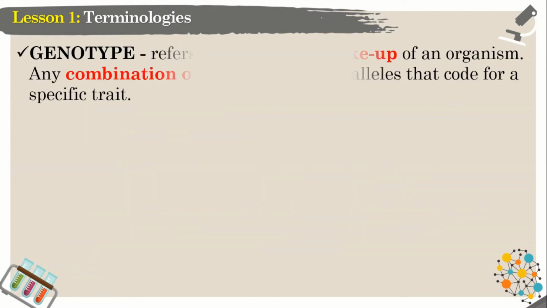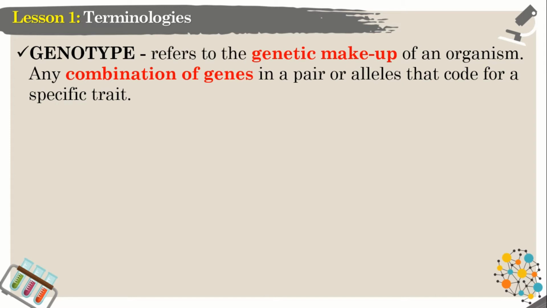Okay, genotype. When we talk about genotype, it refers to the genetic makeup of an organism wherein we said that an allele is a pair of genes. That combination of genes is what we call the genotype. Why? Because this genotype is the one coding for a specific trait.